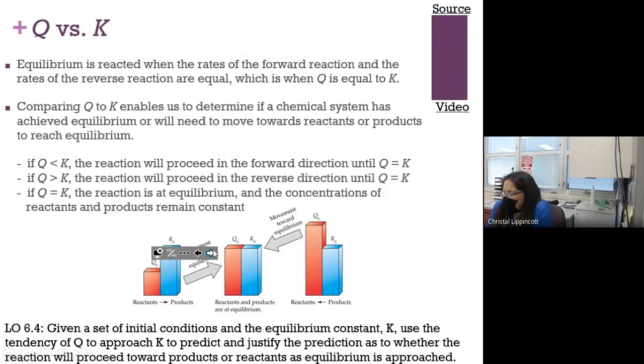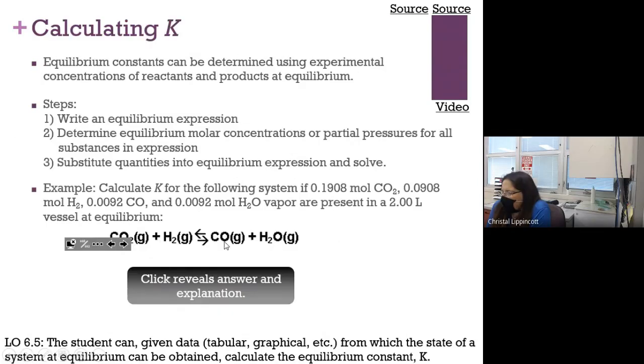Then we talked about K versus Q. Remember, I like to refer to it as K versus Q instead of Q versus K, because if you line it up as K first and then your Q, you can do your greater than, add a line to it, and it tells you which way the reaction is going to go for Le Chatelier. So that's the way I like to approach this.